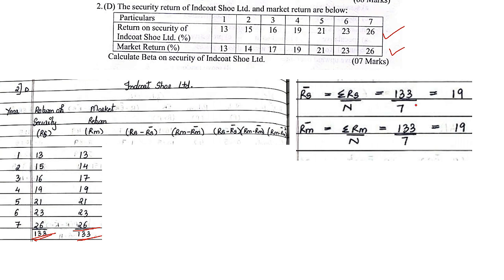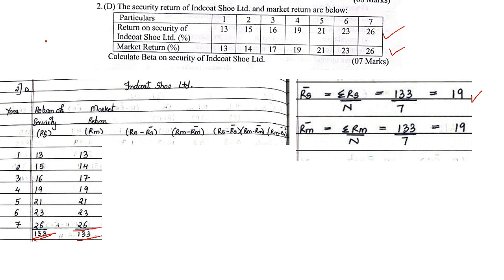We need to find RS bar and RM bar. The formula is total of RS upon the number of years, that is 7. So 133 divided by 7 comes to 19, and then RM bar is nothing but total of RM divided by 7, which is again 19.